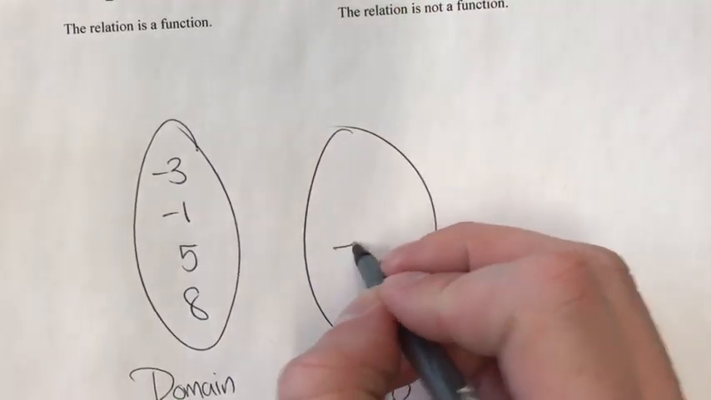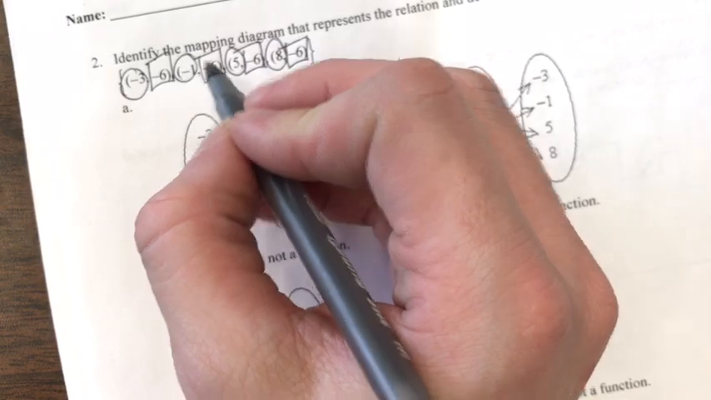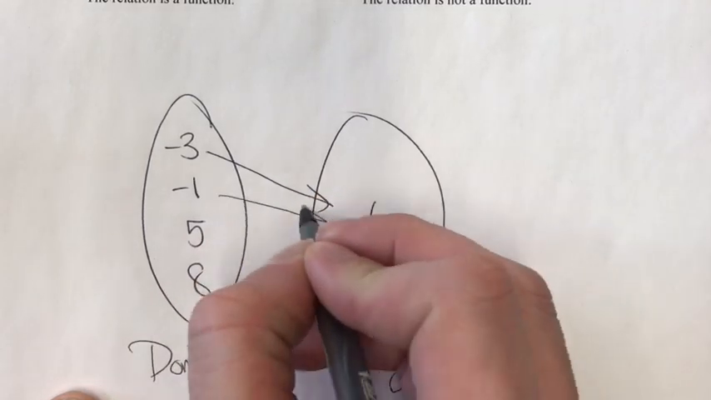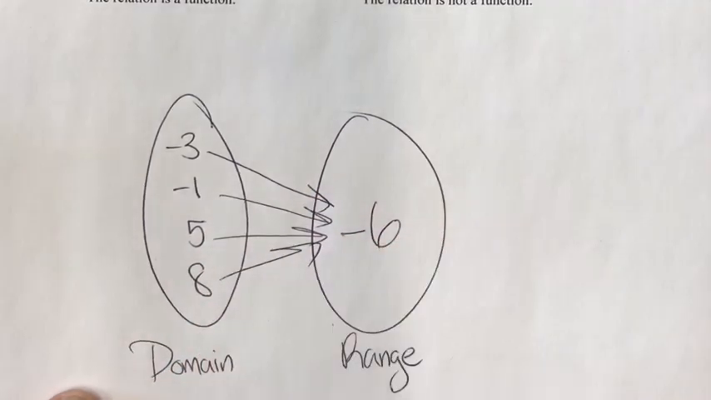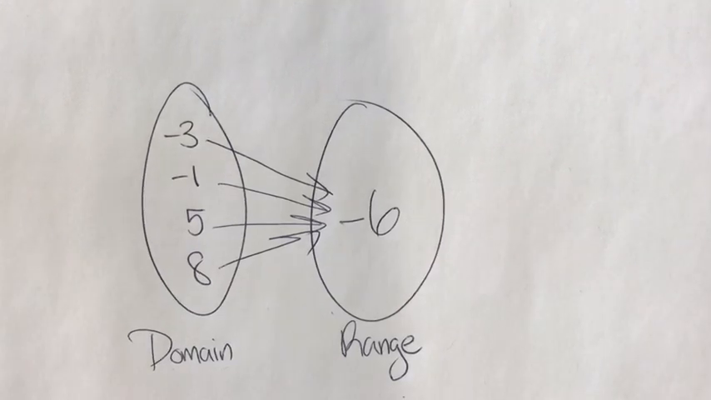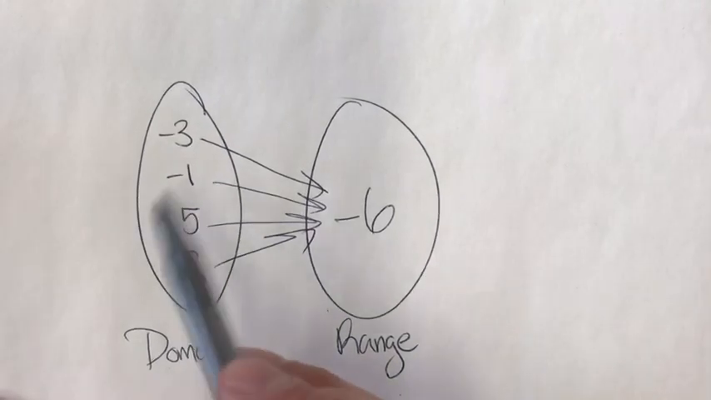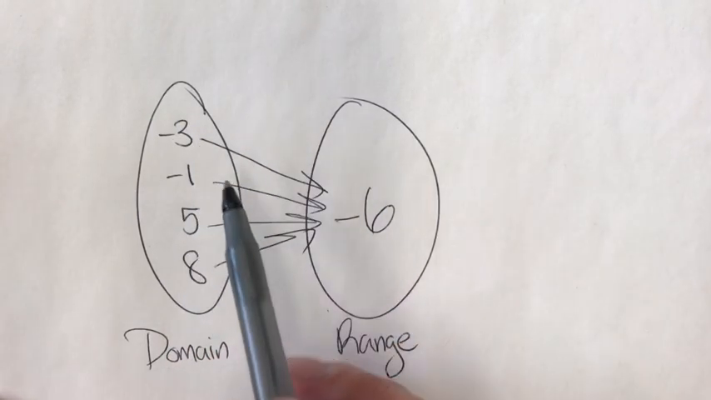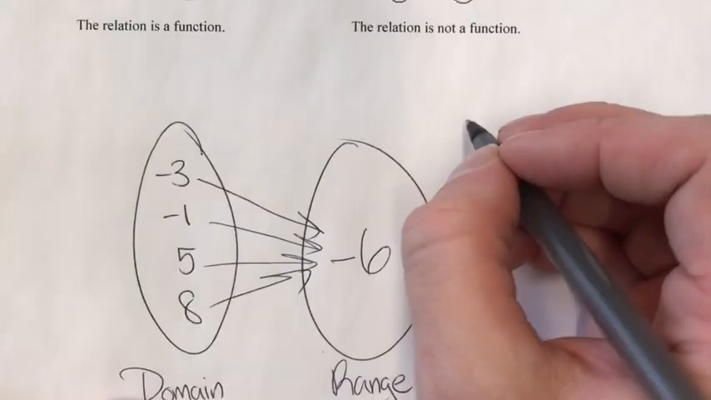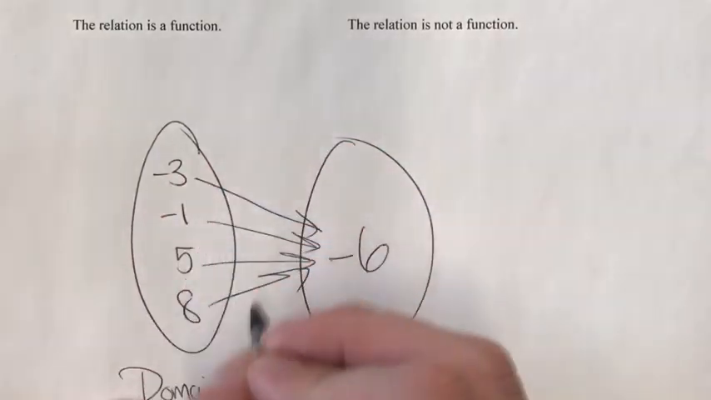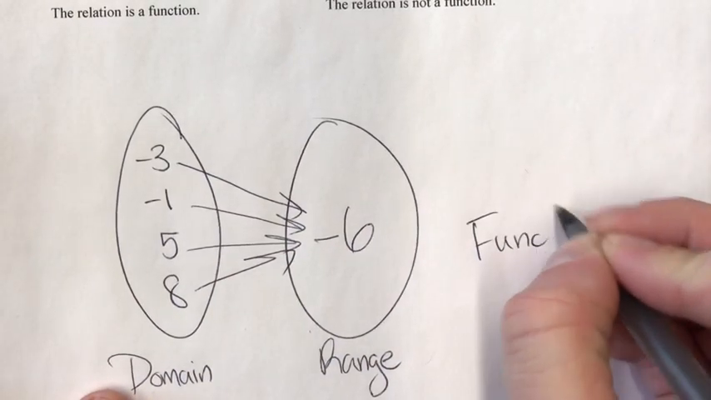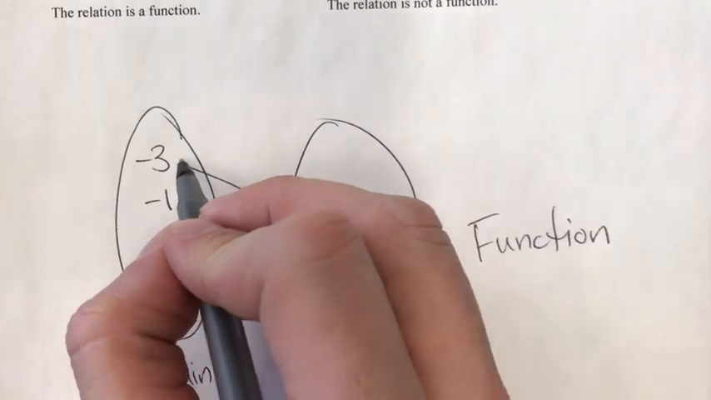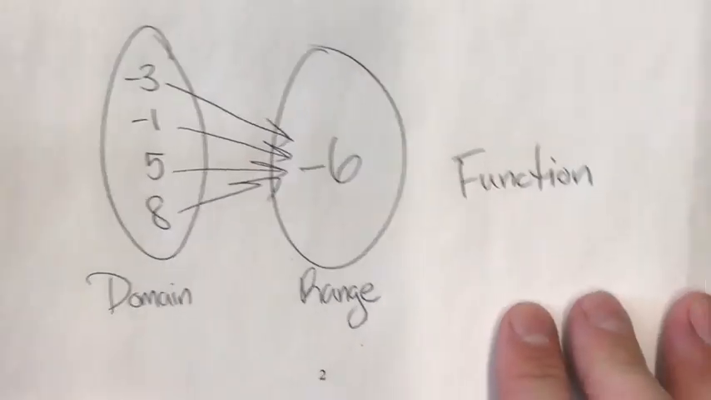So this is really easy. -3 goes to -6, and -1 goes to -6, and 5 goes to -6, and 8 goes to -6. Now what I have to figure out is if this is a function or not. Every x value has its own y value. The x values don't split off and go to another thing. So if I have every x going to its own thing, this is a function. Where it won't be a function is if that -3 were to go here and here. That doesn't happen, so this is a function.